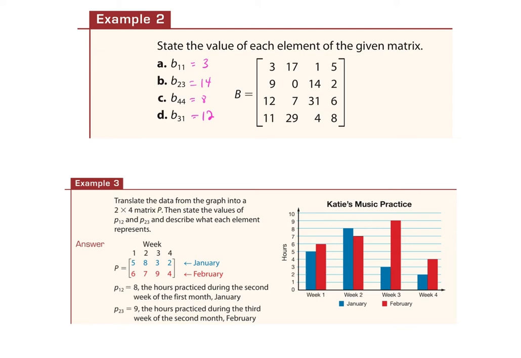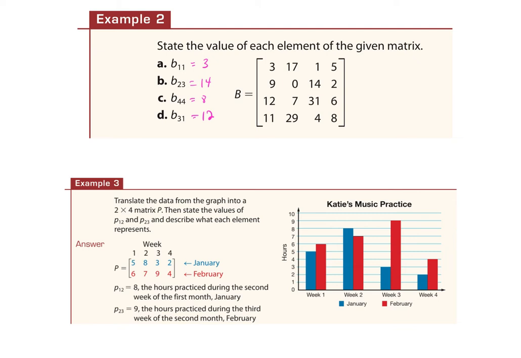And so you can see that they listed their rows as the months. So we have January and February. Those are the months. They've color coded them. January's are the blues. February's are the reds. And so those are my rows. And then my columns are my weeks. Week 1, week 2, week 3, week 4, right? And that's the actual bar graph piece of it.